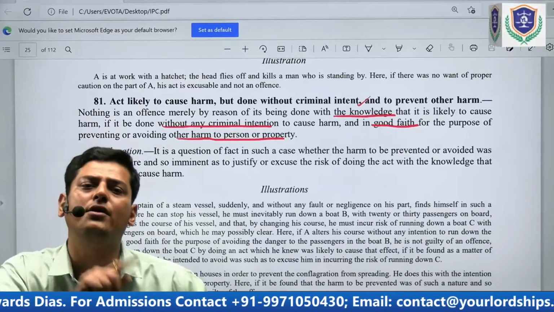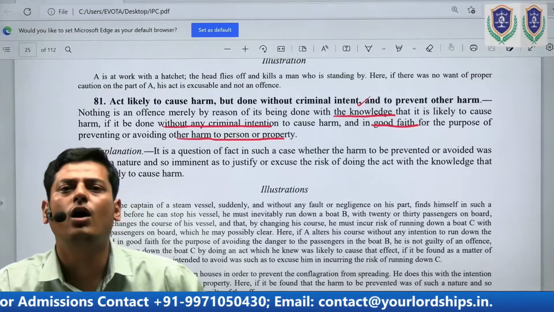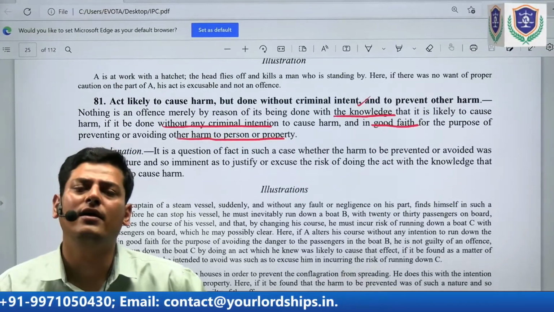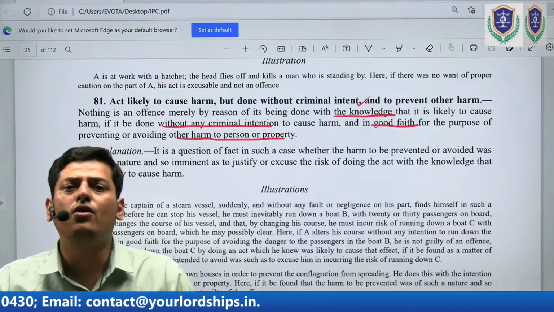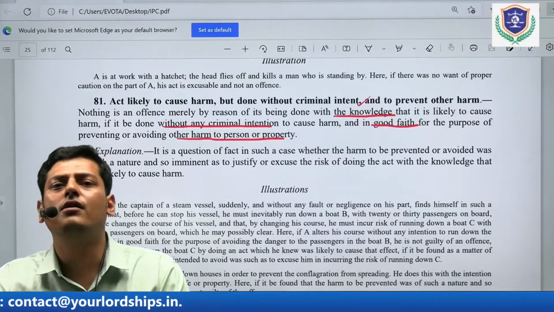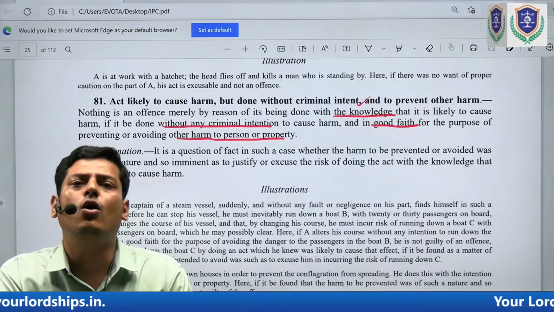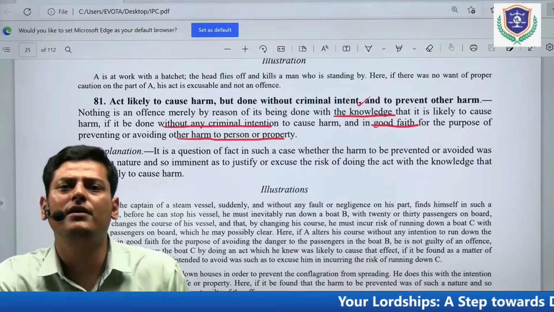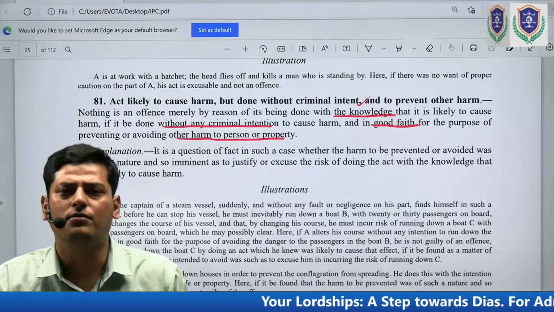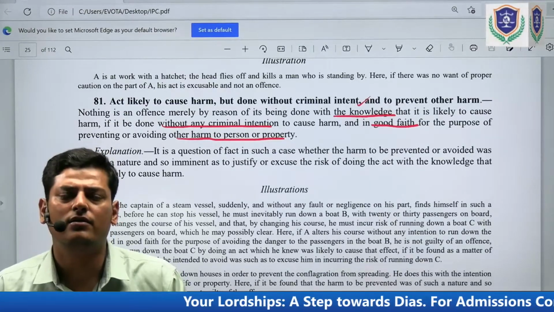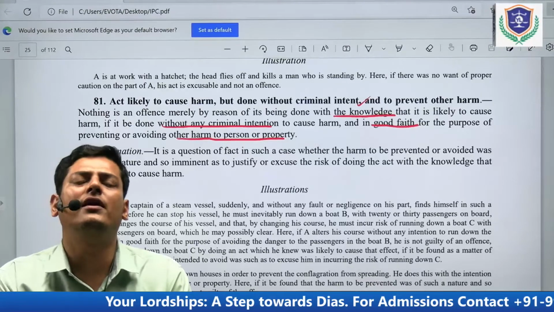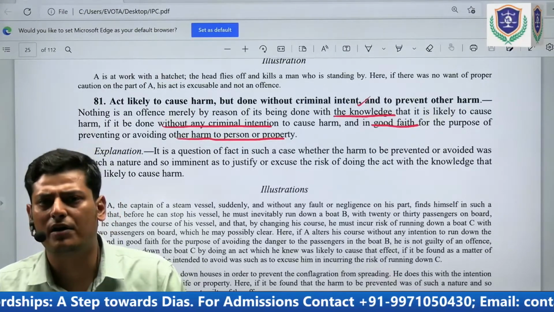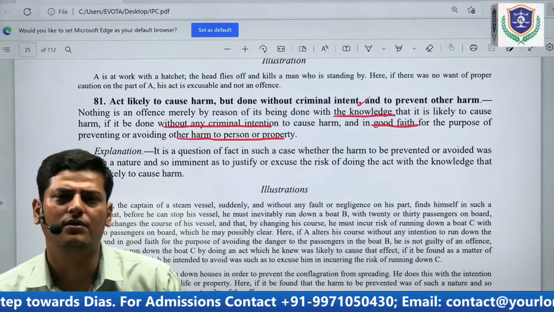And why are you doing this? To prevent or avoid some other harm. Now, it is not required that the other harm intended to be prevented or avoided should be bigger or smaller than the harm that has been knowingly caused. That is not required. There is no requirement under section 81 that the harm you are preventing or avoiding must be bigger.